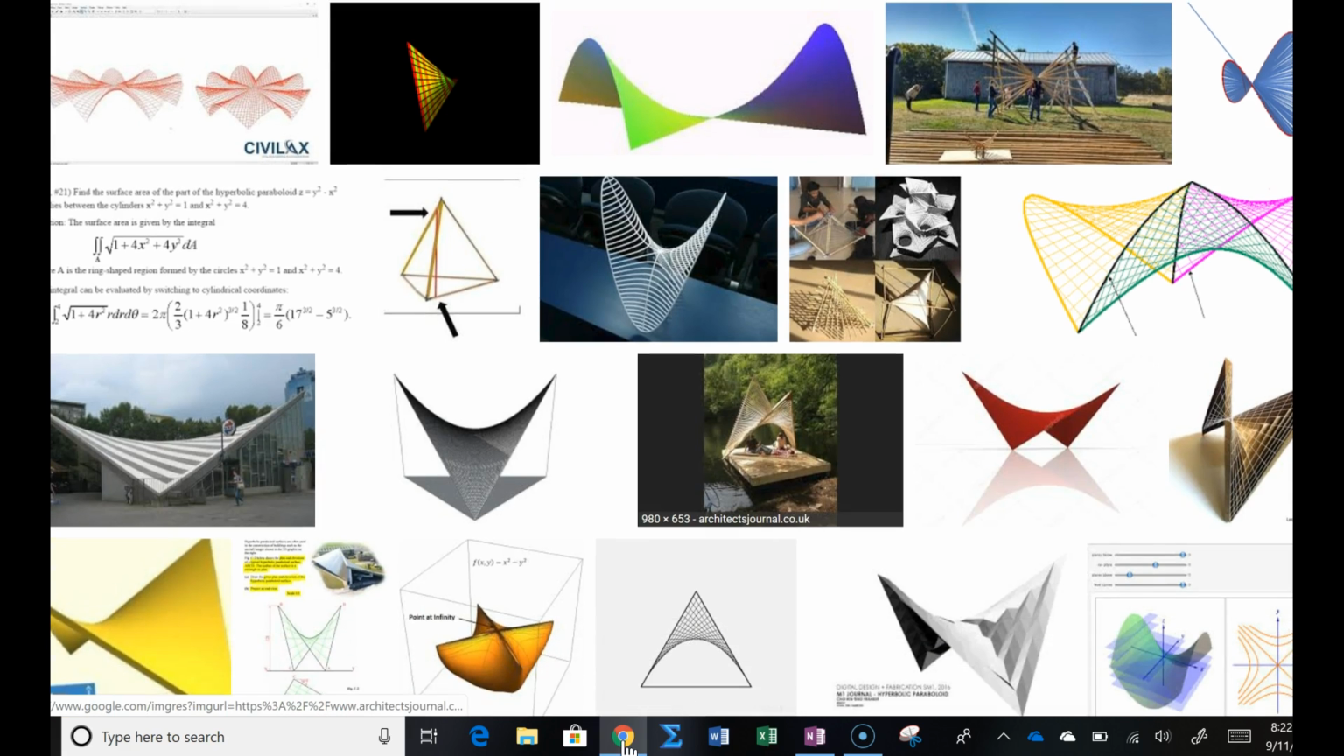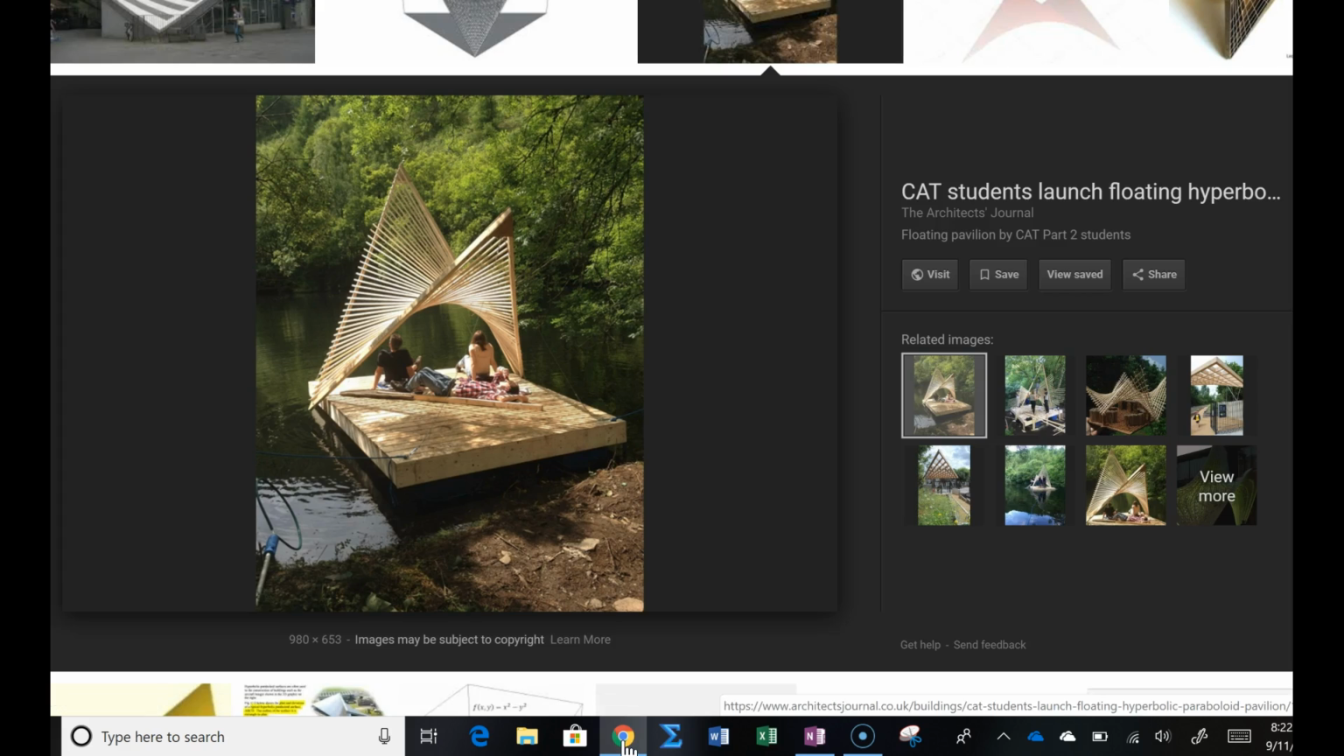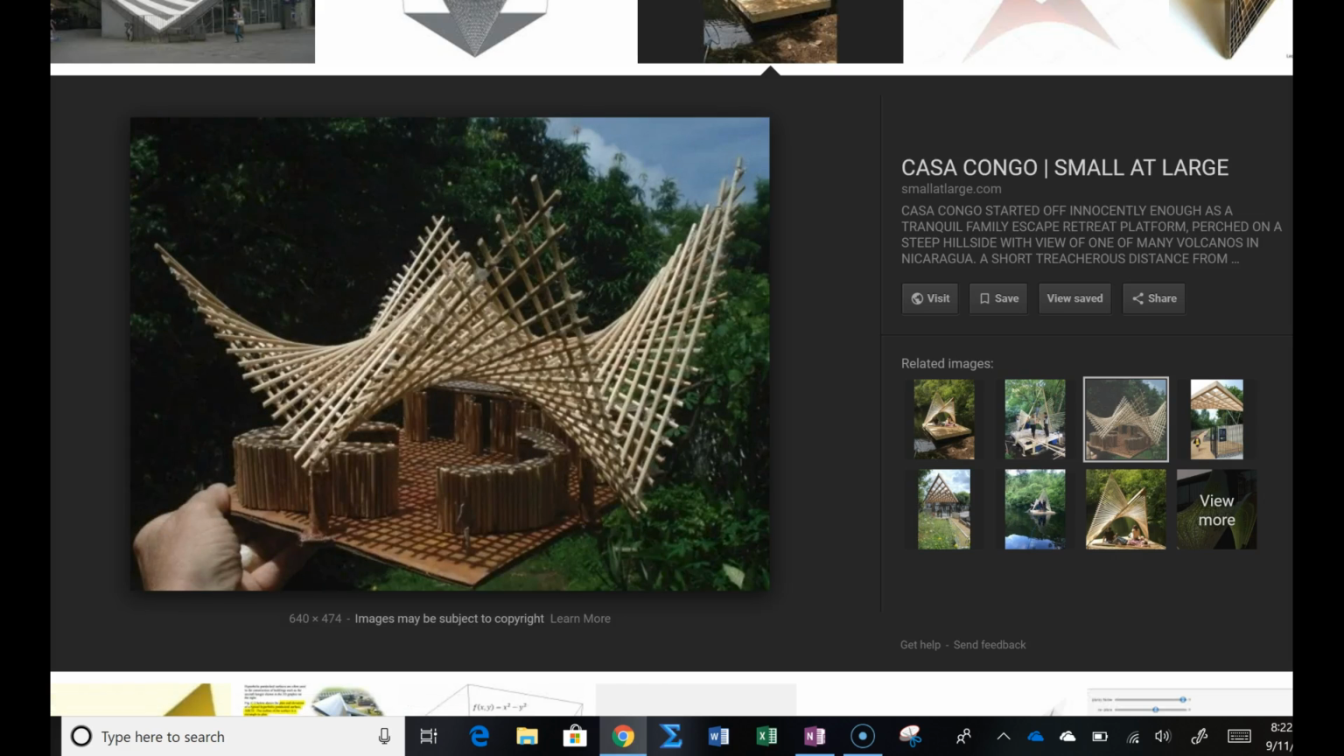Here's a really neat one. Look at that. What is that? Is that like a hyperbolic paraboloid shaped sun? What is this? CAT students launch floating hyperbolic paraboloid. It looks like a raft or something. Here's a really neat one too. Look at that one.